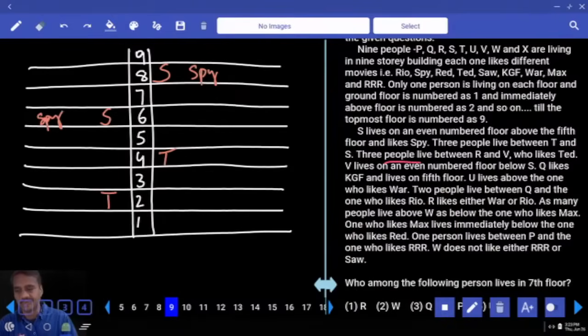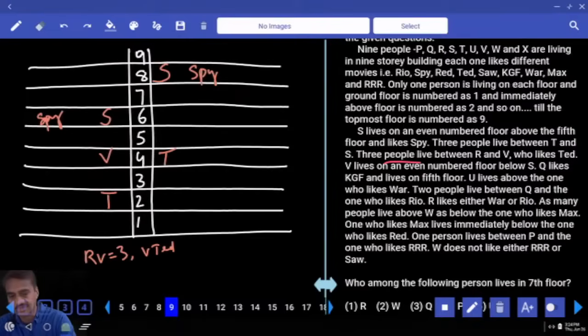And 3 people between R and whom? R and V. V who likes 10. Now 3 people between R and V. V likes 10, and V lives on an even number floor below S. V lives on an even number floor below S, hence V must be here.